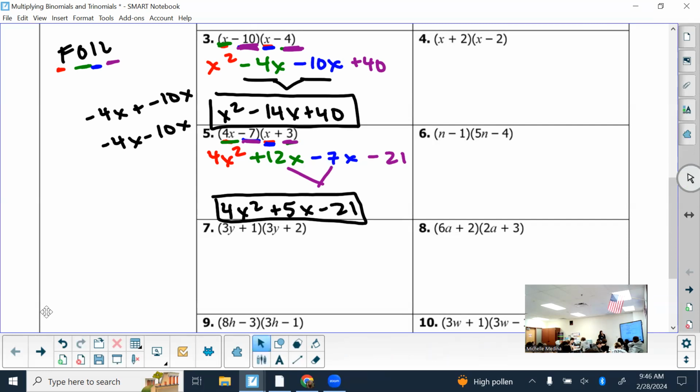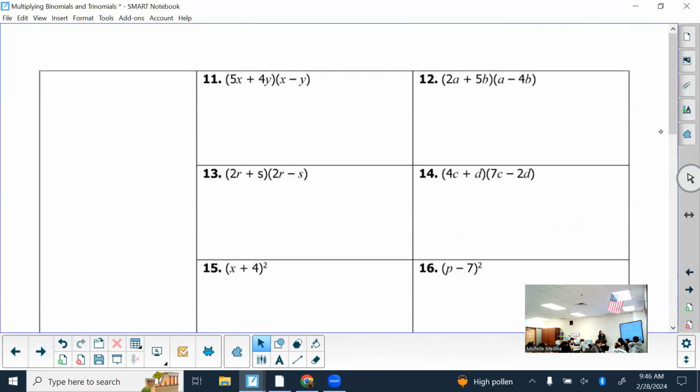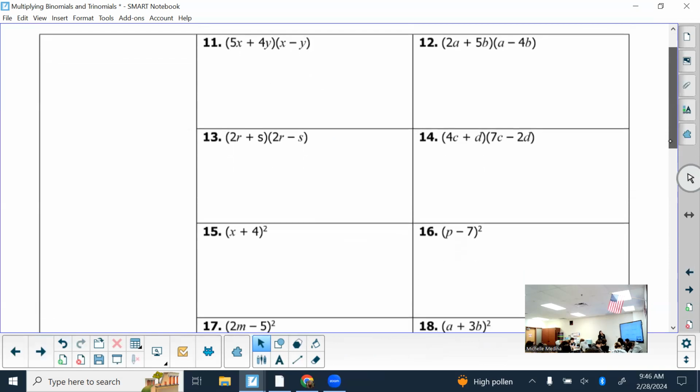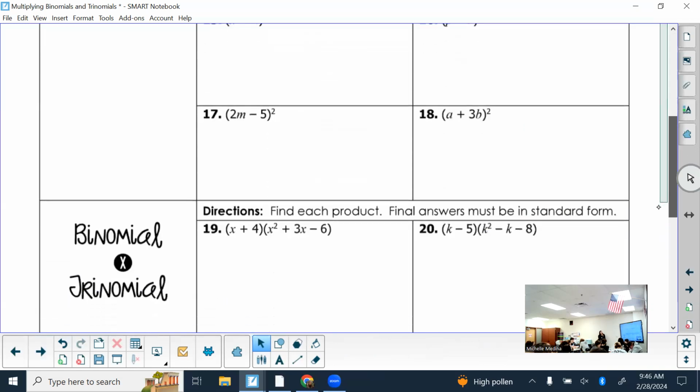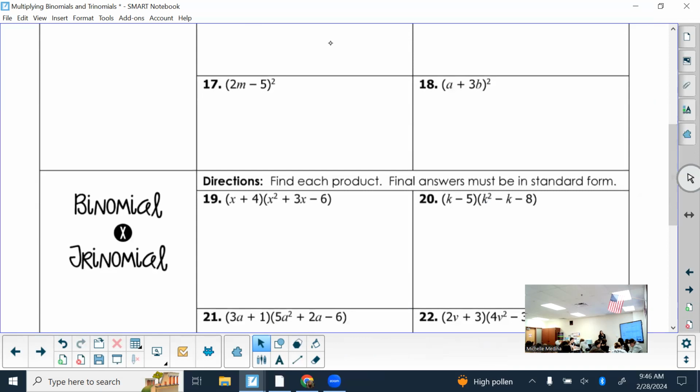On the back, number 17, the other one I asked you to do. The reason I wanted to show you this one is because students will make a common mistake on this. They'll try to distribute the exponent. You can't do that. Remember what exponents tell you to do. What do exponents tell you to do?